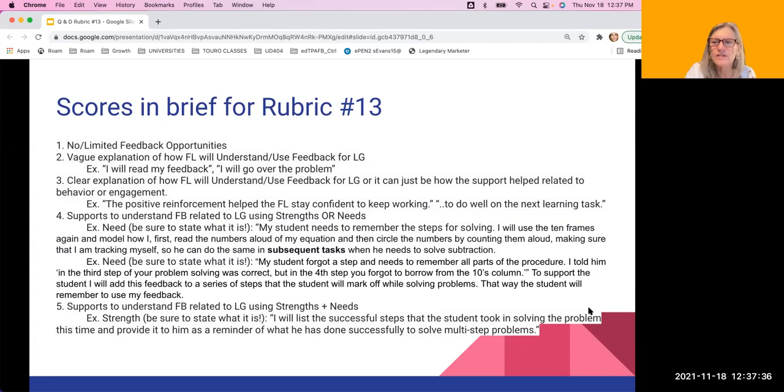So in this case, you might say something like, my student has a strength of successfully answering multi-step subtraction problems. So I will list the successful steps that the student took in solving the problem this time and provide it to him as a reminder of what he's done successfully to solve multi-step problems, obviously to solidify the procedure that he knows, but you want to make sure that he keeps knowing that moving into the future.